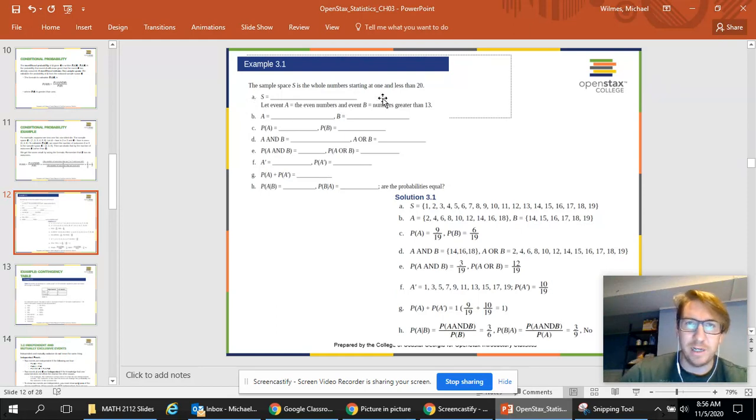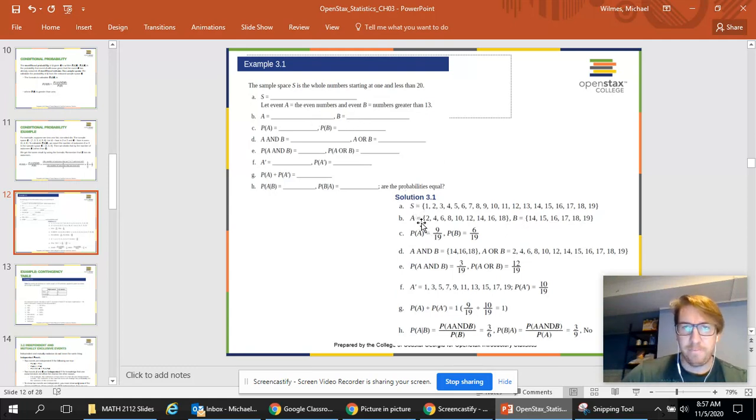We're looking at whole numbers starting at 1 and less than 20. So that's going to be our whole numbers 1 all the way up through 19, since it's less than 20. We're going to let A be all the even numbers. So there we can see all the even numbers. And B, the numbers greater than 13, so 14 and up.